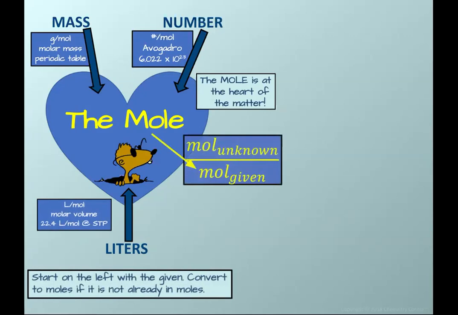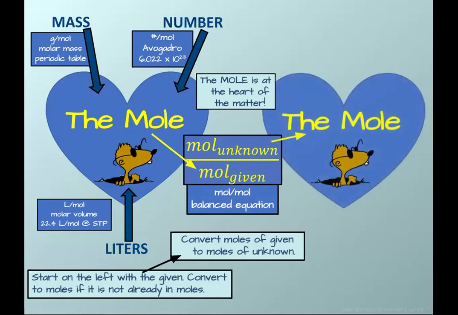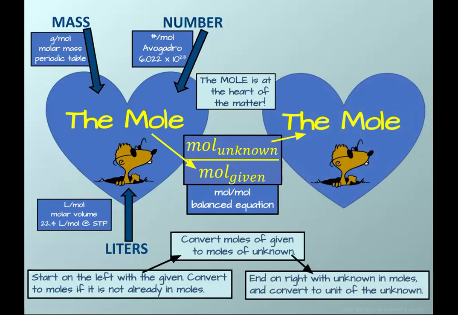Now we're going to have another thing. We're adding this in, moles of unknown to moles of given. And look, those are moles to moles of the balanced equation. So then we're going to convert moles of given to moles of unknown. And we're going to end on the right with unknown in moles and convert it to the unit of the unknown. So then we're going to go back to whatever unit. So if we start with grams, we're going to convert it to moles. Then we're going to convert the moles of given to moles of unknown. And then we're going to convert those moles of unknown back to grams.